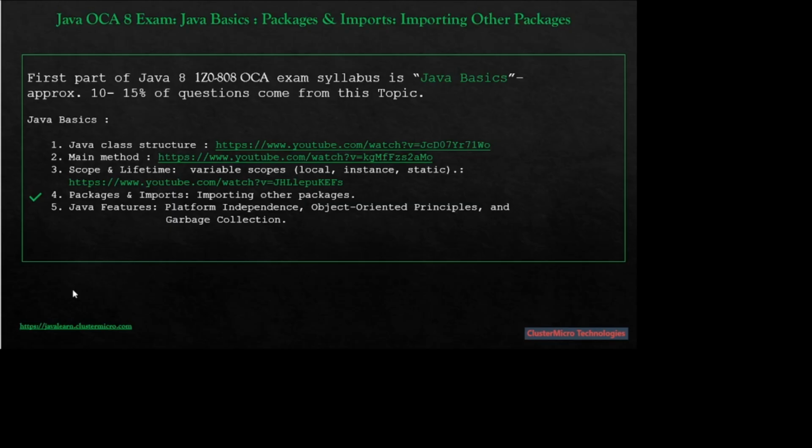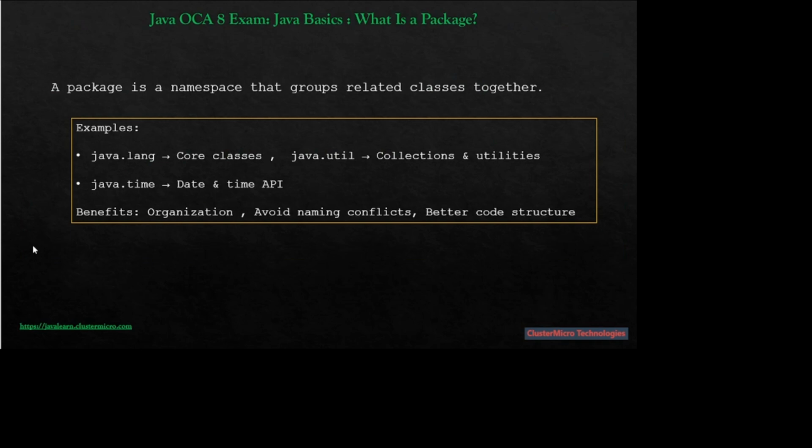So what is a package? Think of it like a folder on your computer. Just like you organize your files into folders, documents, photos, downloads, etc., Java organizes its classes into packages. A package is simply a namespace, a way to group related classes together so they don't get mixed up, right? Java has thousands of built-in classes. Without packages, it would be chaos.